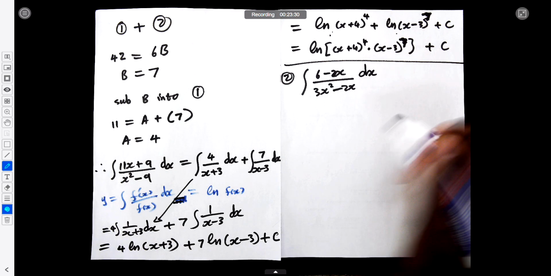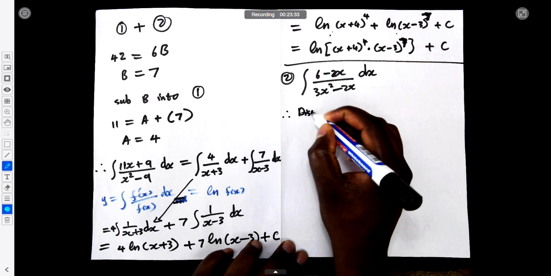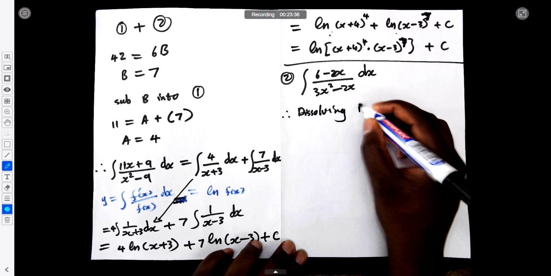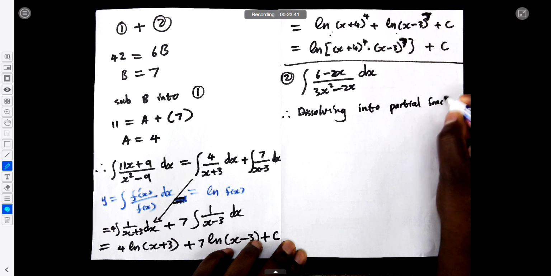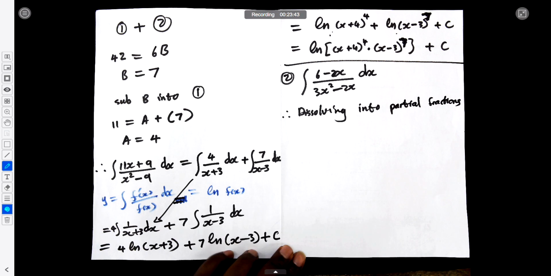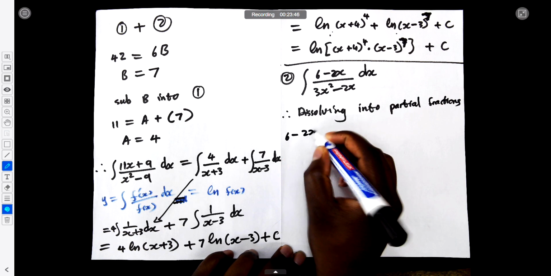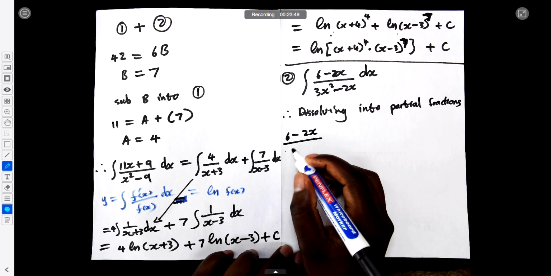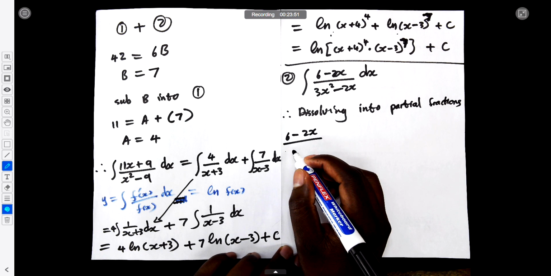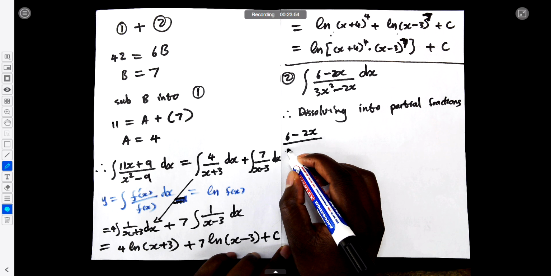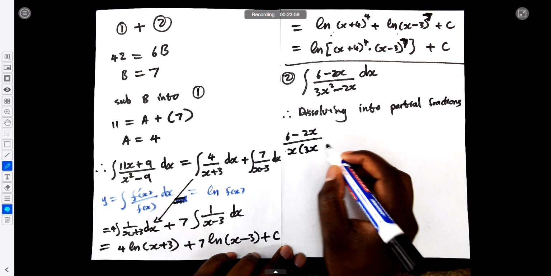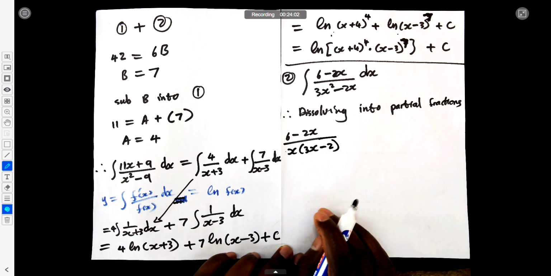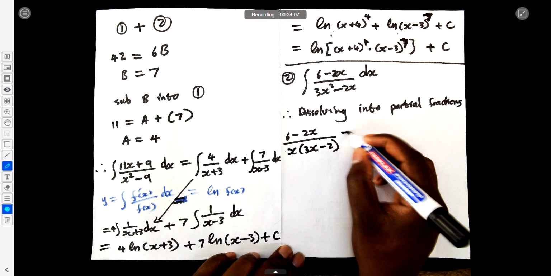So what we're going to do is resolve into partial fractions. Therefore, the solution will be equal to (6 minus 2x) all divided by... So let us try and factorize there. How can we factorize that? Take out the common factor of x, isn't it? So x into, we're left with (3x minus 2). So we factorize it utilizing the factoring method.